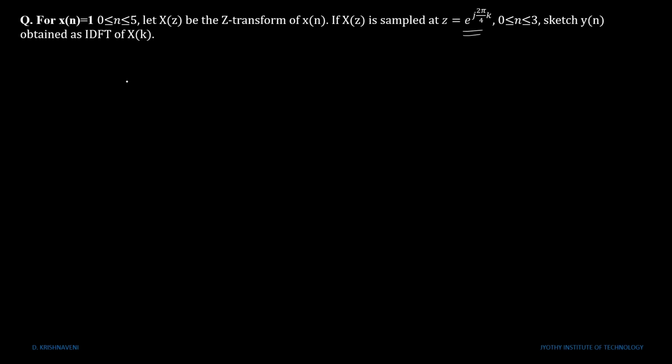So first let us find the z-transform. We know X(z) is equal to the summation from n equals minus infinity to infinity of x(n) z^(-n). In this case it is n equals 0 to 5 and x(n) is 1, so z^(-n) we will get.